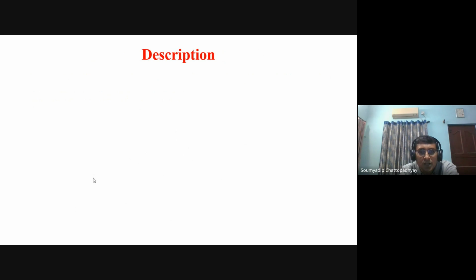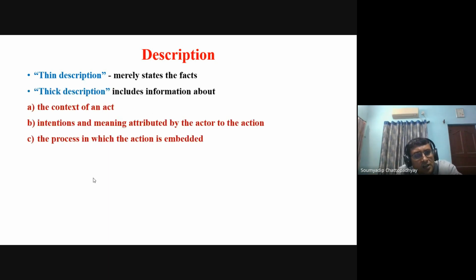Okay, what is description? When we consider description, theoretically there is a difference between thin description and thick description. What is thin description? Thin description means you are merely describing the facts which you have collected in the field. But what is thick description? Thick description includes these three important contexts. First, it provides the context of an act. It provides the intention and meaning attributed by the actor to the action, and it also examines the processes in which the action is embedded.